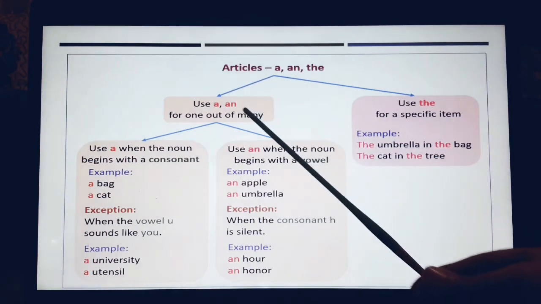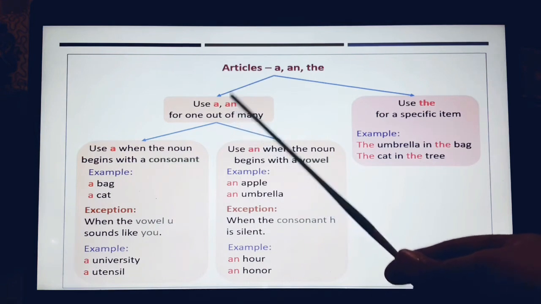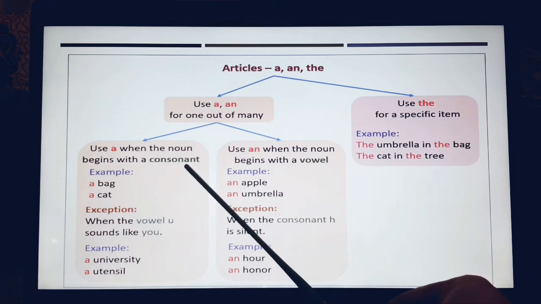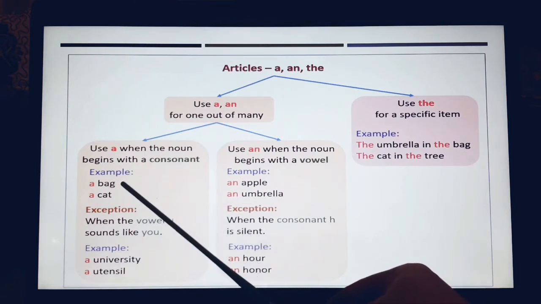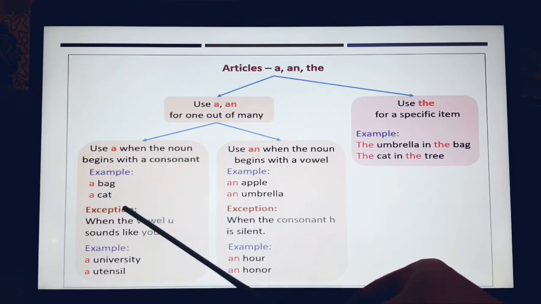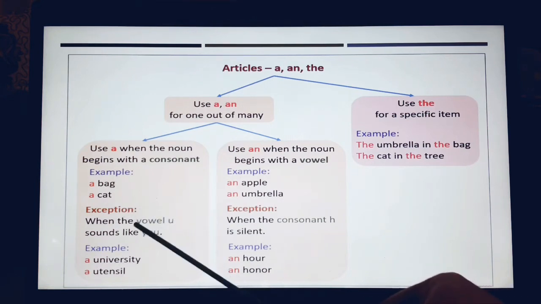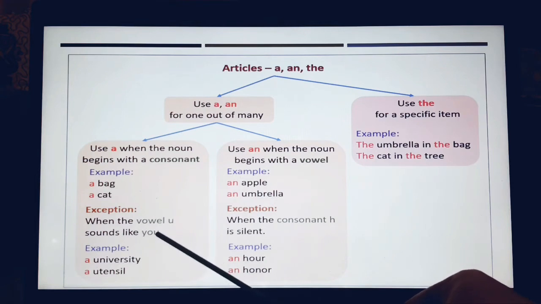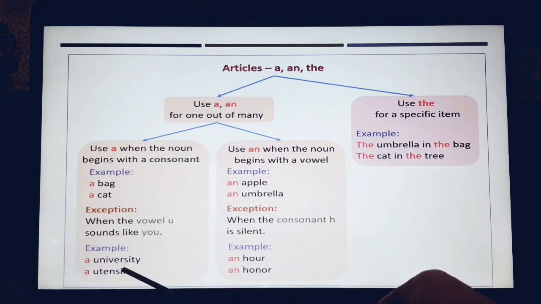Okay, come to indefinite articles. Use a when the noun begins with a consonant. Example, a bag, a cat. Exceptions. We have exceptions too. That is when the vowel u sounds like y-o-u. Such as a university, a utensil. When this u sounds like y-o-u, that means sounds like y at first, it takes a before it.